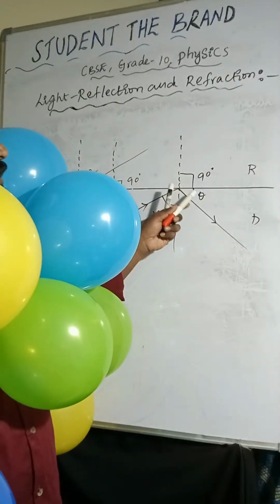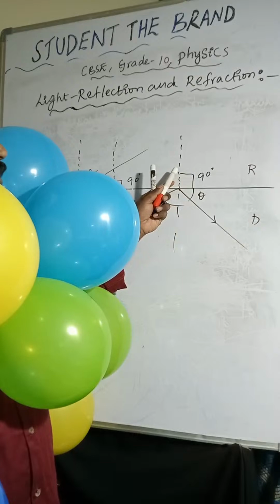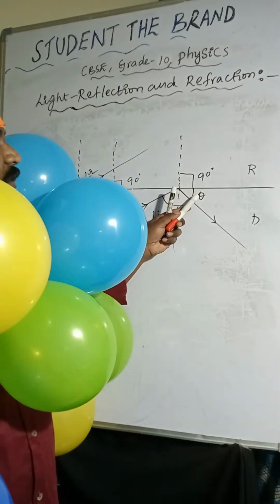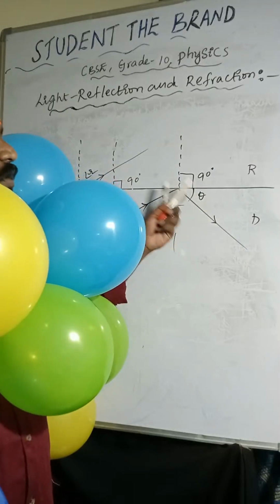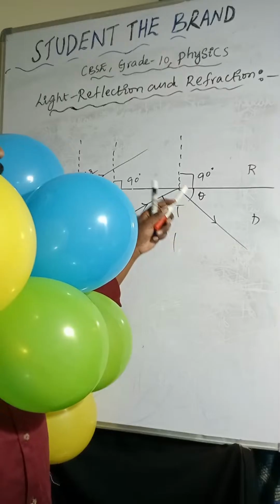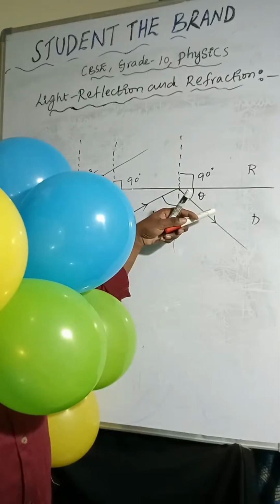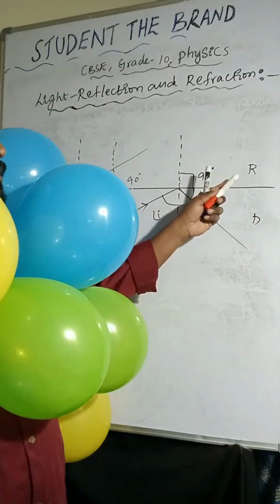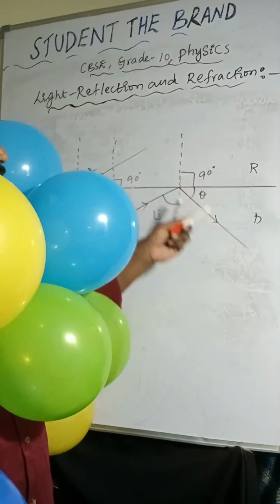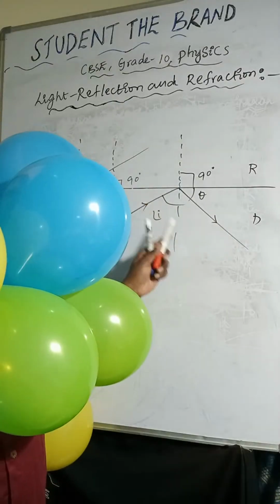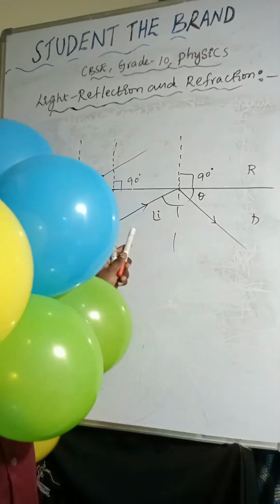The angle between the normal line and the surface is 90 degrees, and this theta is extra, so more than 90 degrees. The refracted ray makes more than 90 degrees, then it will be reflected into the same medium. This phenomenon is called total internal reflection.